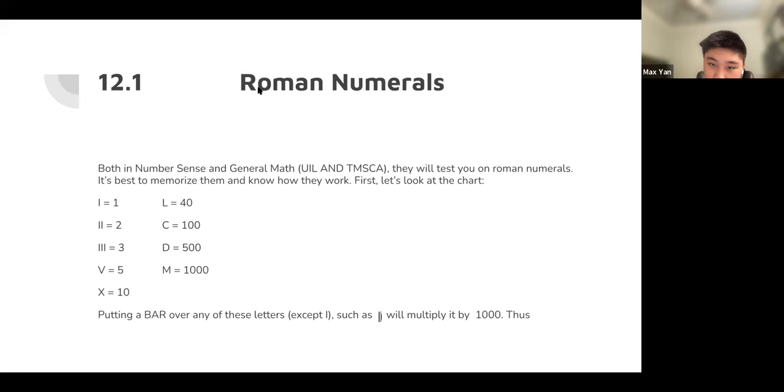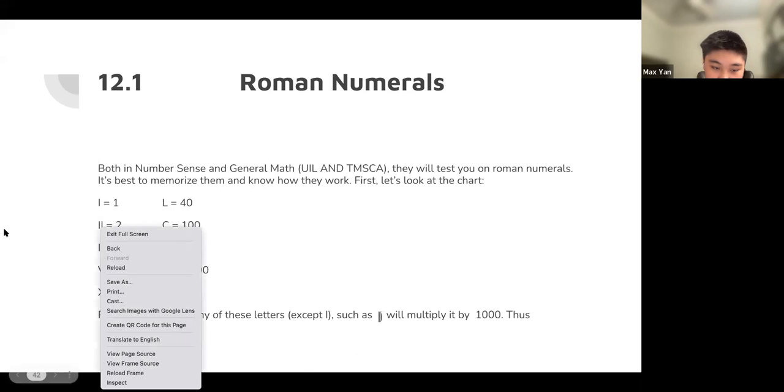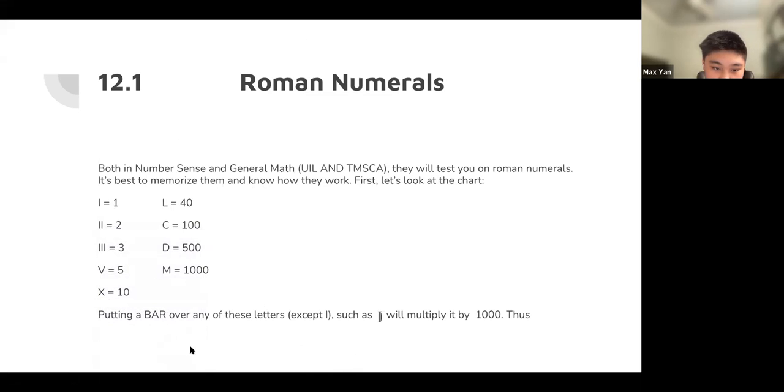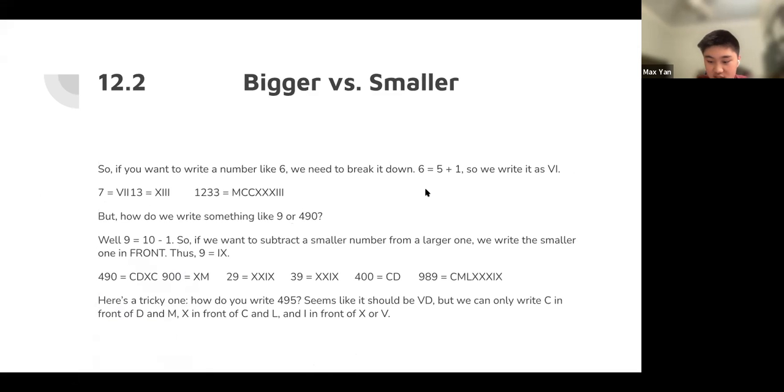So an important part will be Roman numerals. They'll ask you about this in calculator number sense, really a lot of competition. So they'll test you on Roman numerals. So it's best to memorize them and know how they work. Let's look at the chart. I is equal to 1, 2 I's is equal to 2, 3 I's is equal to 3. V is equal to 5, X is equal to 10. L is equal to 50, not 40.